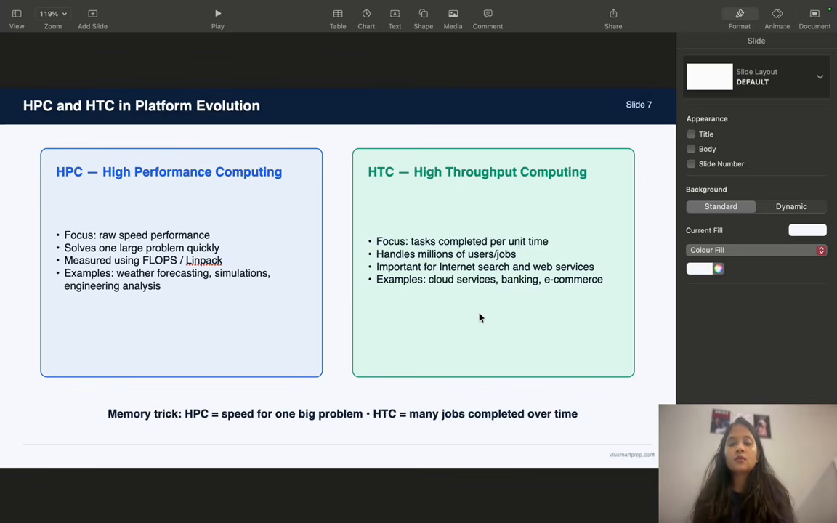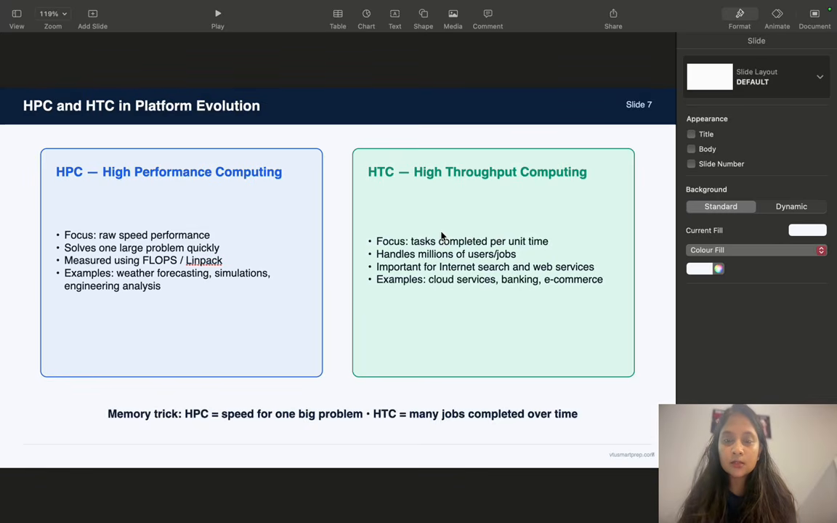In the exam, if you explain platform evolution, mention that computing moved from HPC focused systems to HTC focused systems. Whenever you explain platform evolution, you should also explain how HPC focused systems moved to HTC focused systems, or HTC cloud systems.